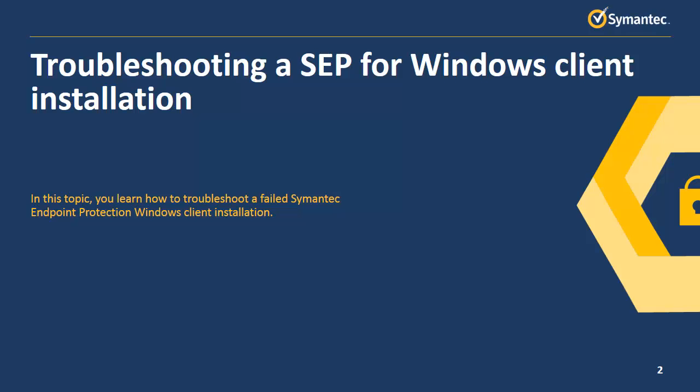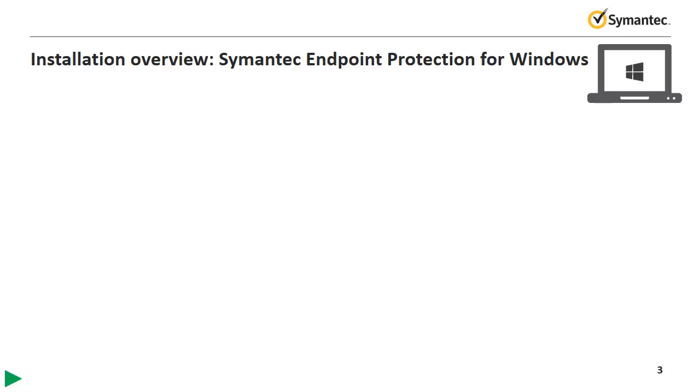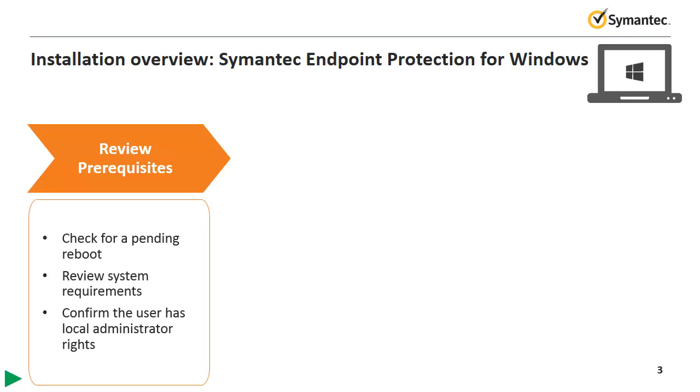Let's get started. When installing the Symantec Endpoint Protection client, there are differences between various operating systems. For the Windows version, the installation does the following. The Review Prerequisites phase checks for a pending reboot from Windows. For the client, this is very important, as Symantec Endpoint Protection installs drivers and services on the system. Symantec Endpoint Protection technologies such as SONAR and the Symantec Firewall use these drivers and services.